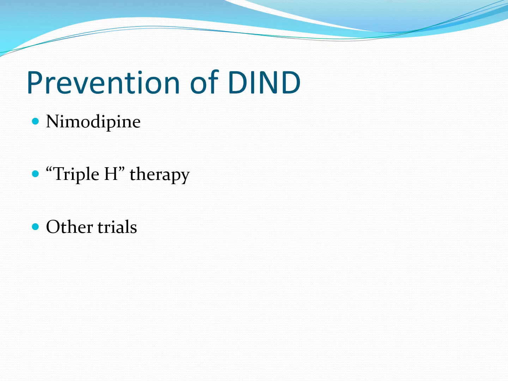In terms of preventing delayed ischemic neurological deficit, there are a few different options available to us. The first is the calcium channel blocker Nimodipine. Secondly, we've got so-called triple H therapy, or as it should be termed now, simply H therapy. We'll come on to why in a moment. And there have been multiple other things studied.